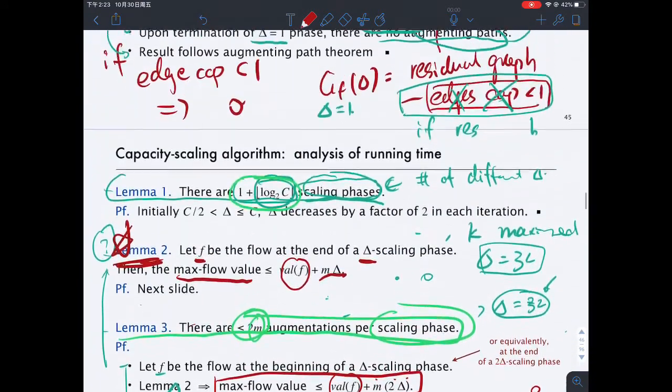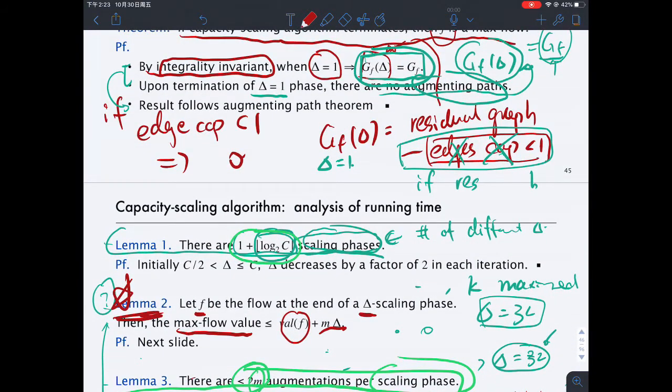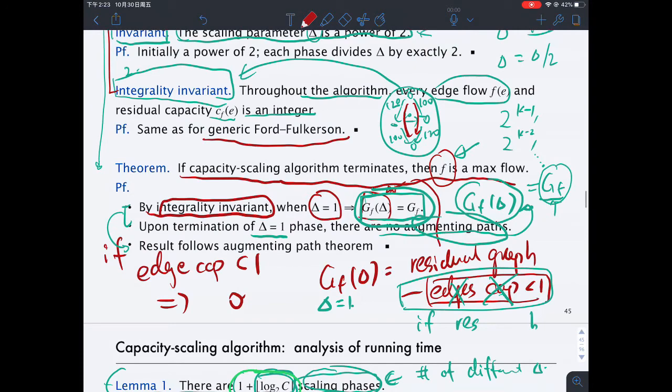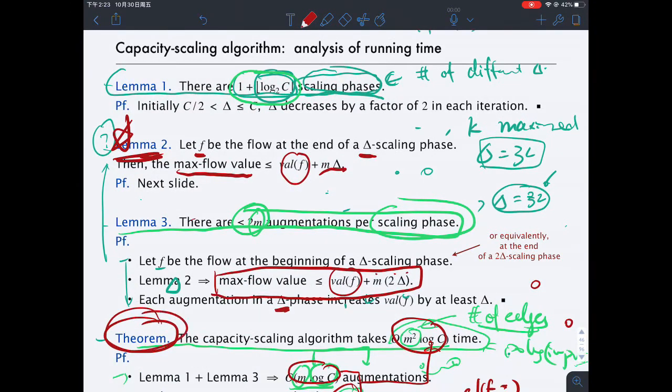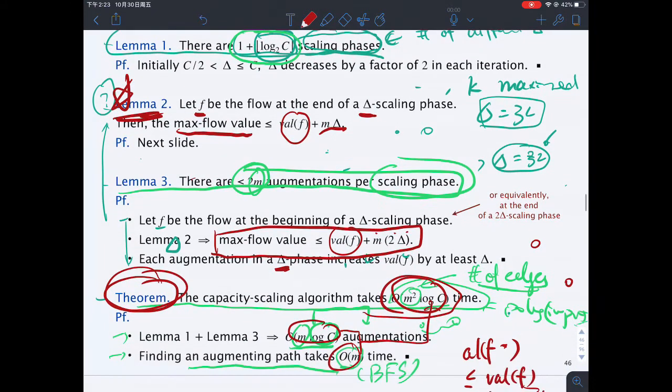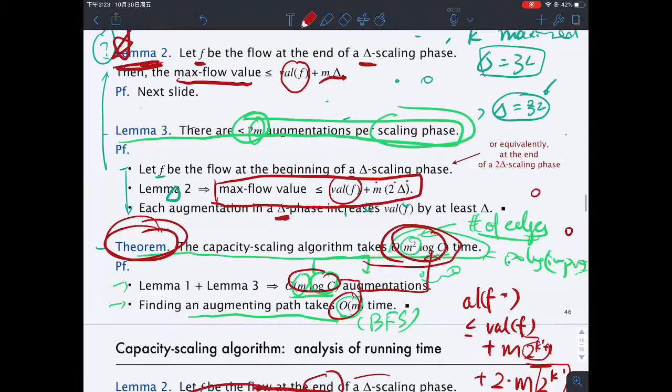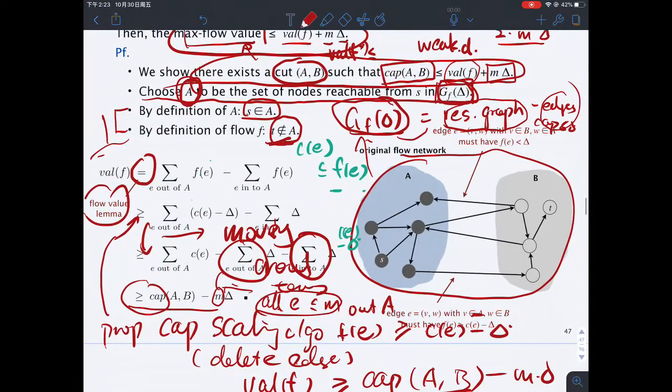So by now, we sort of wrap up the entire capacity scaling algorithm. We managed to show the running time of the algorithm. The running time of this algorithm is polynomial in the size of the network, right? So up to this moment, we wrap up the entire max flow min cut analysis as well as the flow algorithm, right?